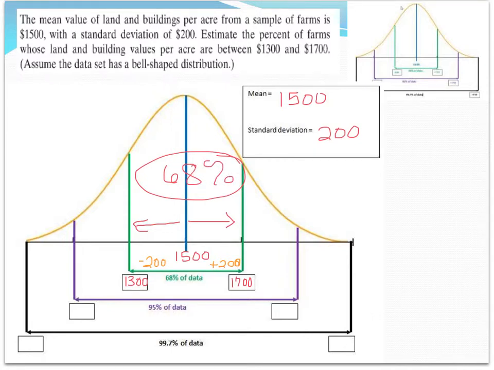I could continue on with this problem and find out the amount of data that is captured by 95% of the data, or captured by 2 standard deviations of the mean. 95% of the data will be captured between what 2 values? Well, I can add another standard deviation. So in this case, I would add 2 standard deviations and go out to 1,900 on the right, and I subtract again over here, and I come up to 1,100. So 95% of the data would be captured by 1,100 and 1,900.